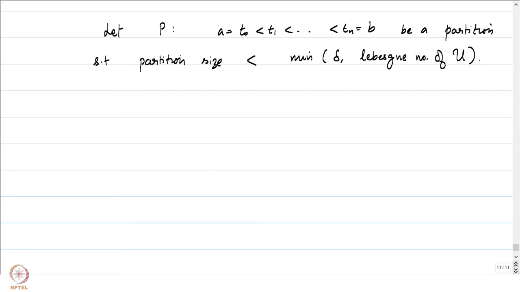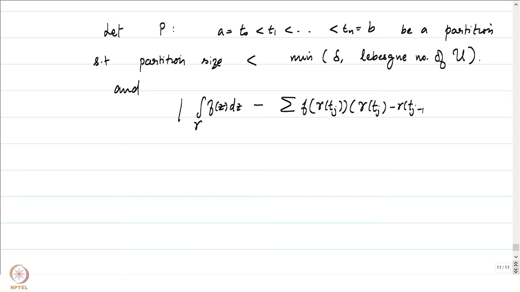Okay, we'll come to that. So, let's pick the partition in such a manner that its size is less than both delta and the Lebesgue number, and not just this, but also such that the integral of f of z dz over gamma is approximated up to epsilon by 2 by the Riemann sum of f of gamma of tj times gamma of tj minus gamma of tj minus 1, that is, the difference is less than epsilon by 2.